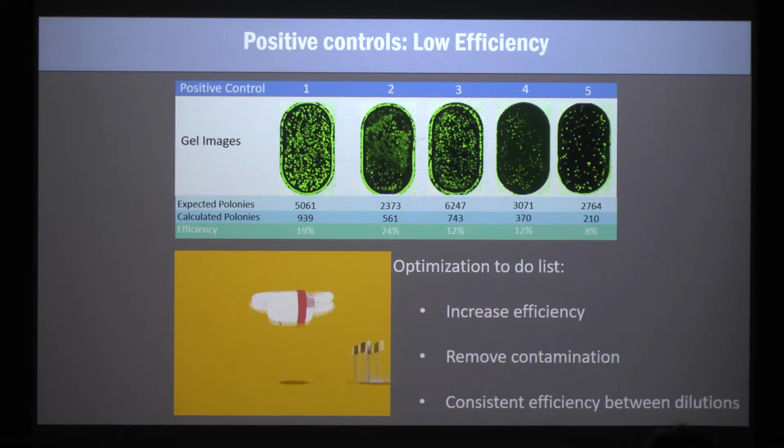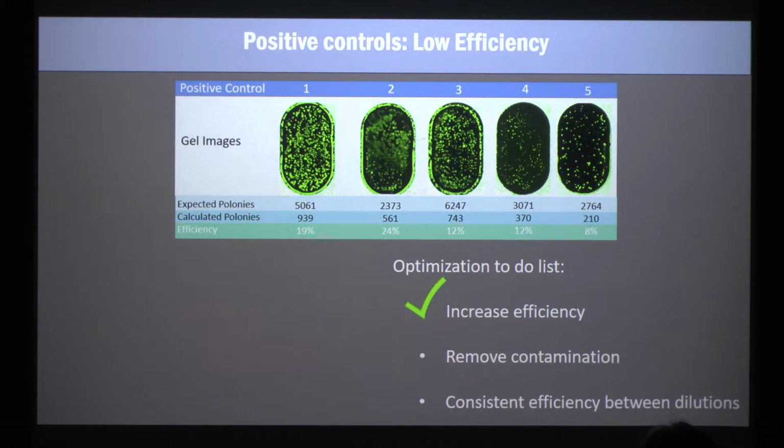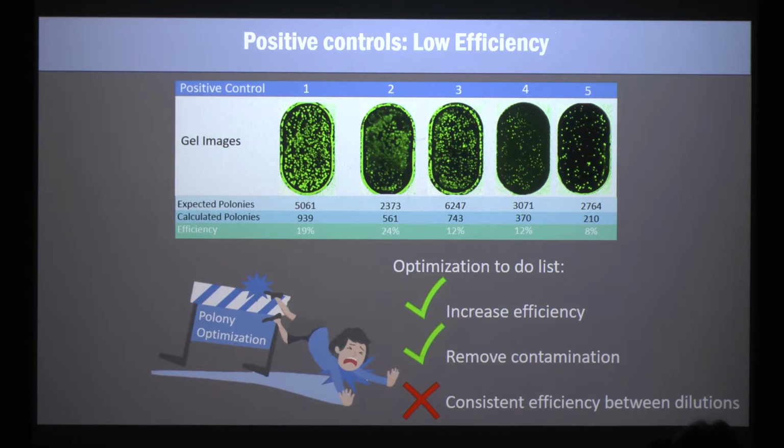I needed to increase efficiency, remove the contamination, and also make sure that when I dilute things, I'll be able to get that consistent efficiency. So I could increase the efficiency; that was just tweaking the PCR protocol a little bit. I removed my reagents and started anew, and I was able to remove contamination. But where I keep getting stuck is finding that consistent efficiency between dilutions.